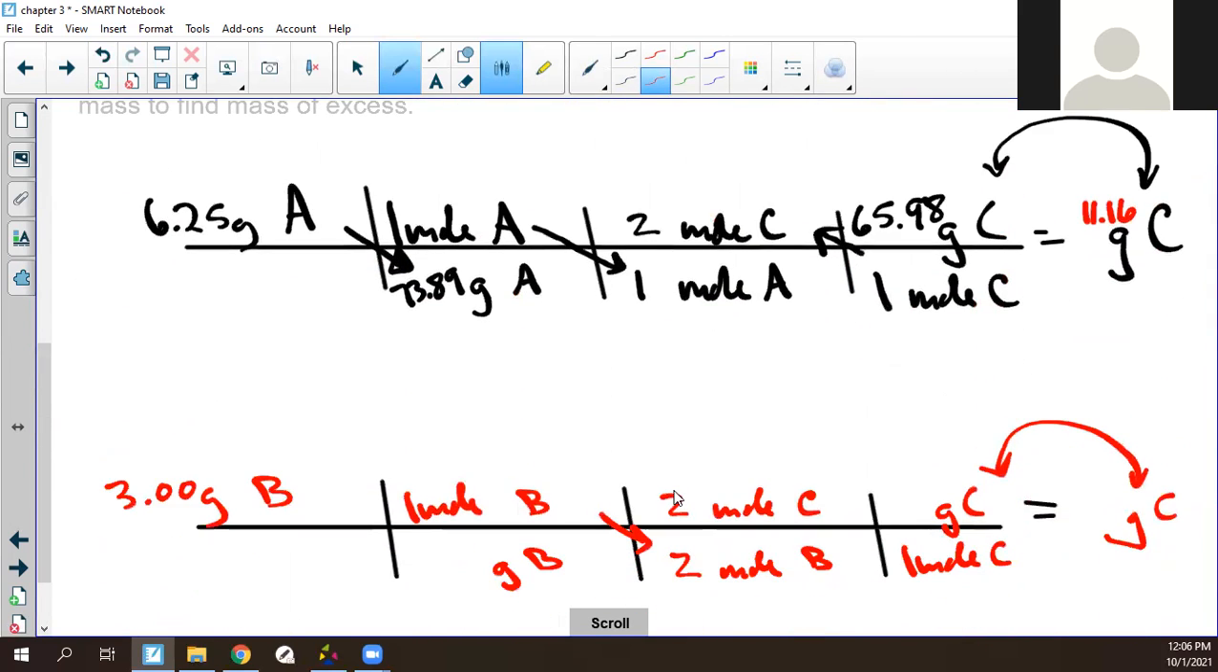Okay, I better find my grams. B was 166.91. And C is still the same here, 65.98. Someone type that in for me. 2 point what? 1.19. Okay, we've done a lot of math.